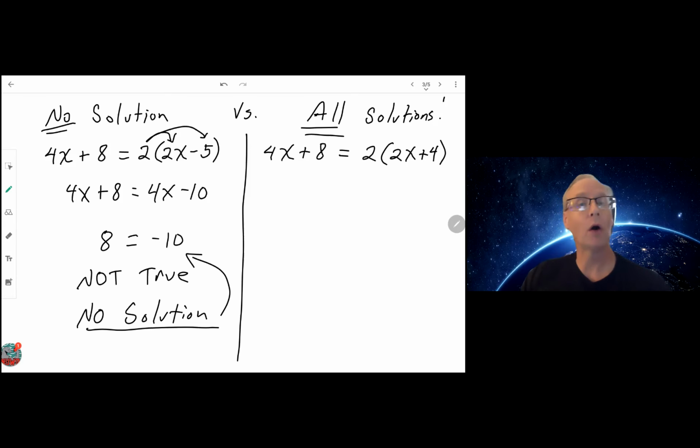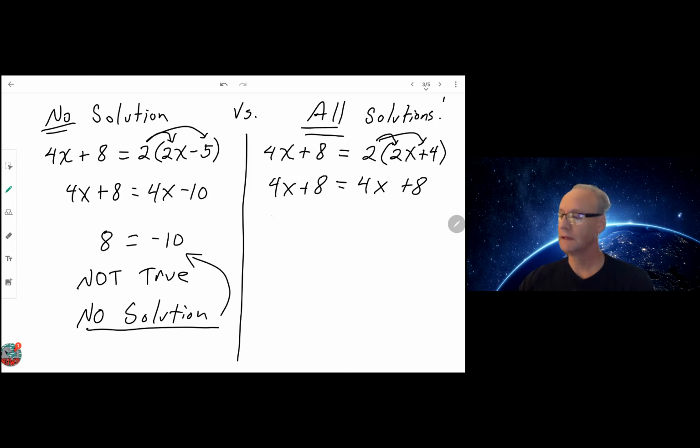On this side, we have all solutions. And here's how this works. If I distribute this 2 to both parts, I end up with 4x plus 8 on this side, and I have 4x plus 8 on this side. Now, a lot of people get these two situations confused, and they could not possibly be more different. There is no possible value on the left and any possible value on the right. Any number I put in here will make this true. It is not only never true on one side, it is always true on this side.